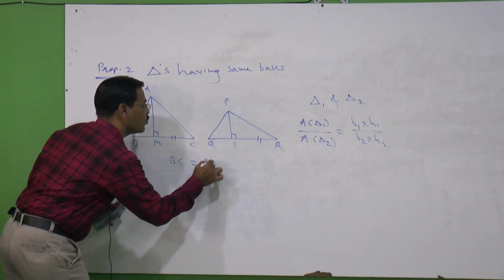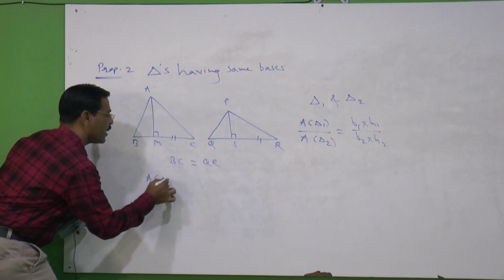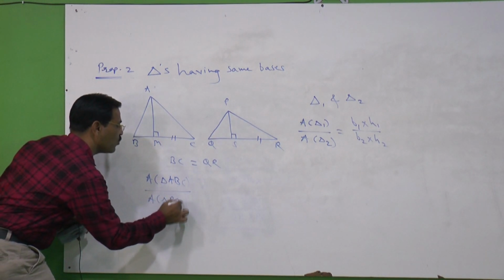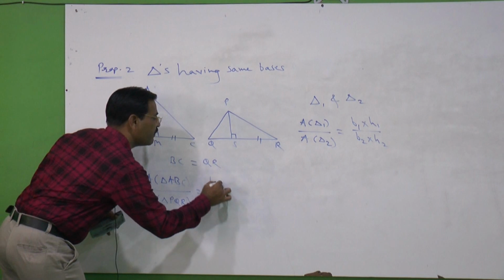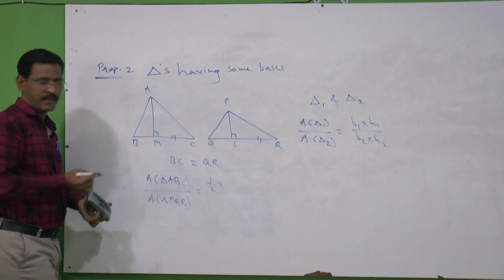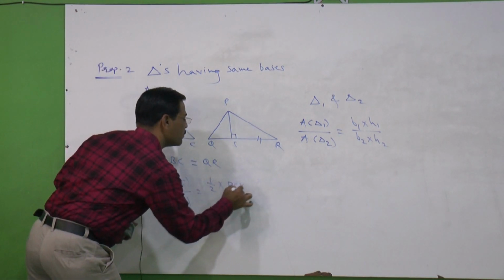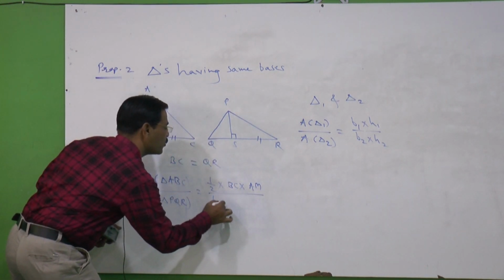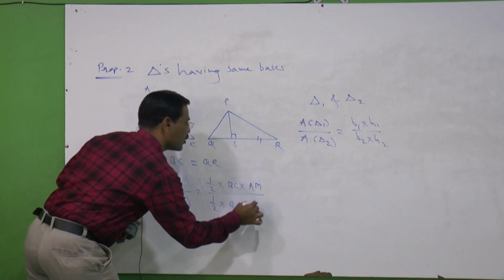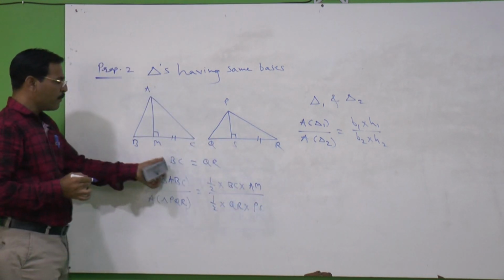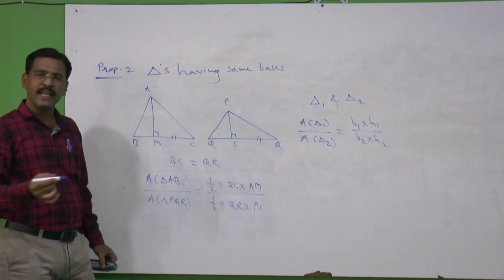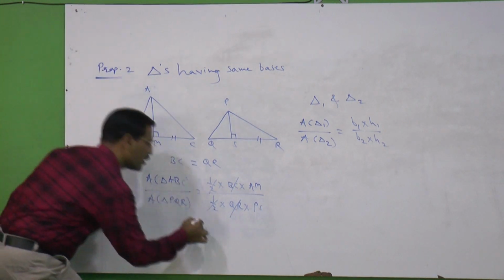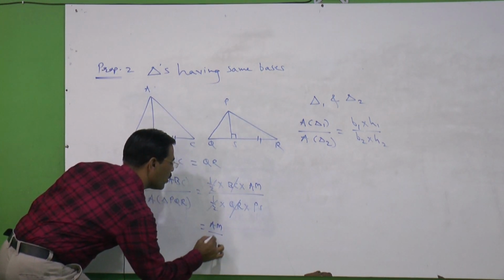Now we can take the area of triangle ABC upon the area of triangle PQR is equal to what? Very similar to the previous sum, half into base, which is BC, and what about the height? AM. Upon half into base QR, and height PS. Now because BC and QR are both the same, these two get cancelled, with the half also. Now what remains is AM upon PS.